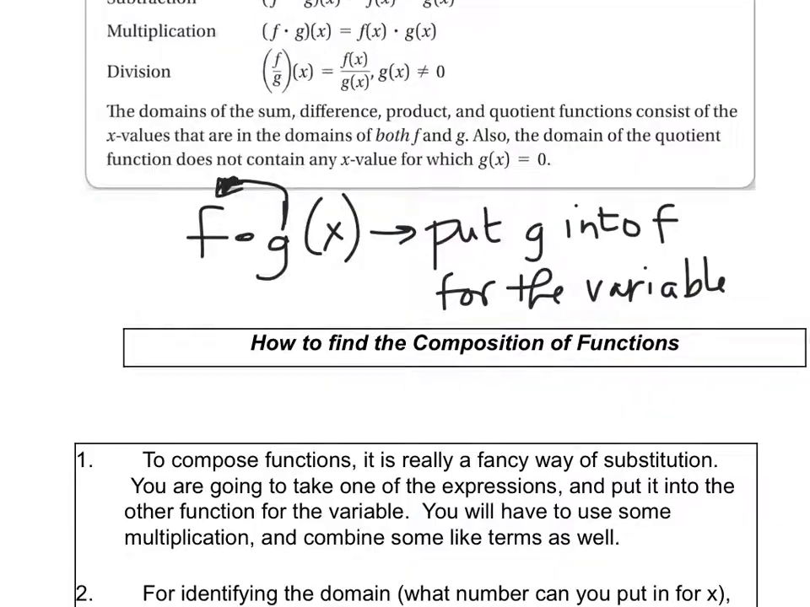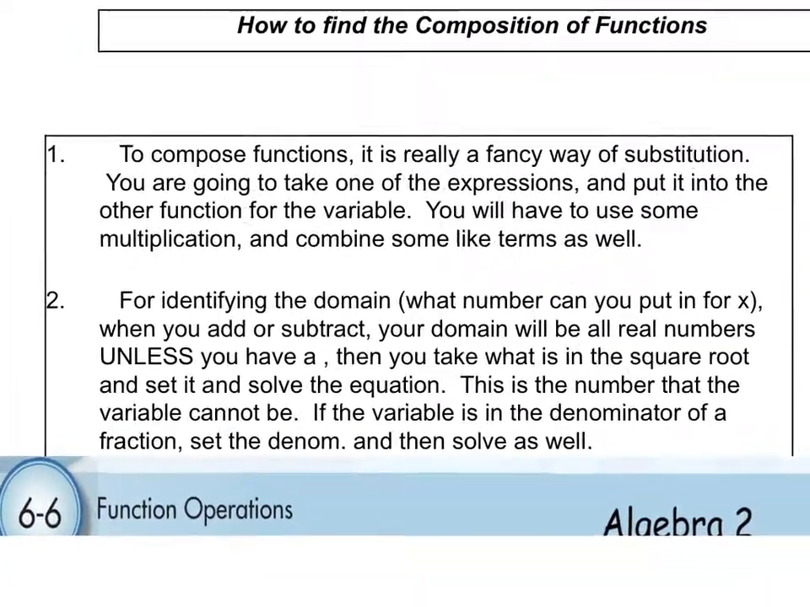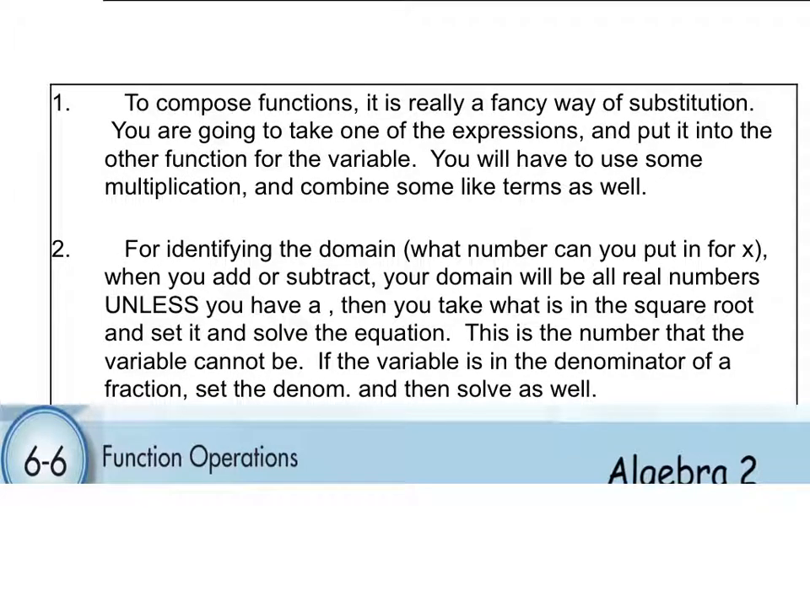Now, as we go to look at this, again, how do you find the composition of functions? Really, the composition of functions is truly substitution. That's all this is, a fancy way to substitute. So you're going to take one of the expressions and put it into the other function for the variable. Now, you'll have to use some multiplication, so you might have to distribute. You'll have to use some FOIL, or rainbows, or box method. And then you're probably more than likely going to have to combine some like terms as well.